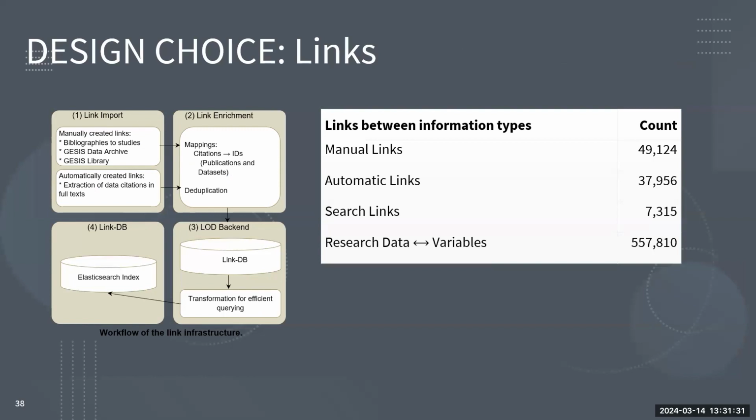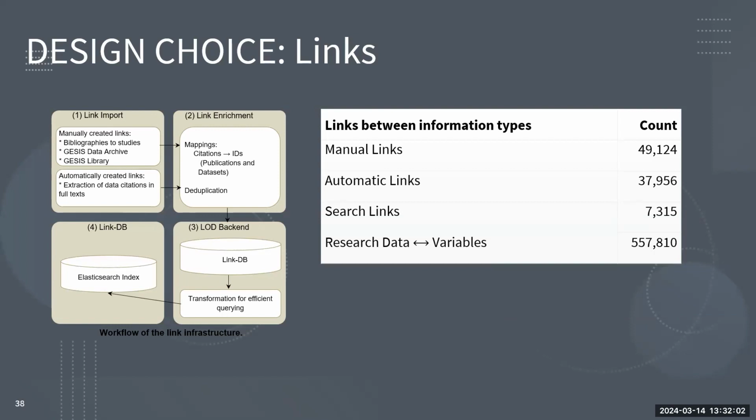So, for example, bibliographies of studies are collected within GESIS, and we use these bibliographies to create links between research data and publications. Also, the GESIS data archive is collecting publications to research data, and so does the GESIS library. So we can deploy those manual linkings and make them browsable links within our search system.